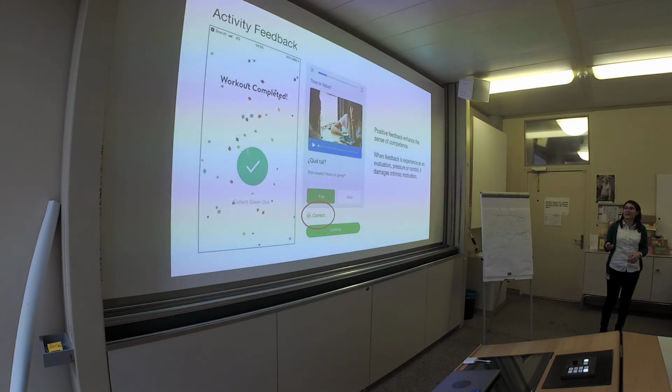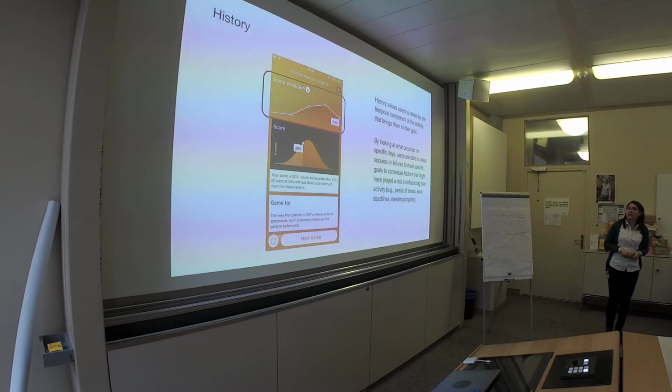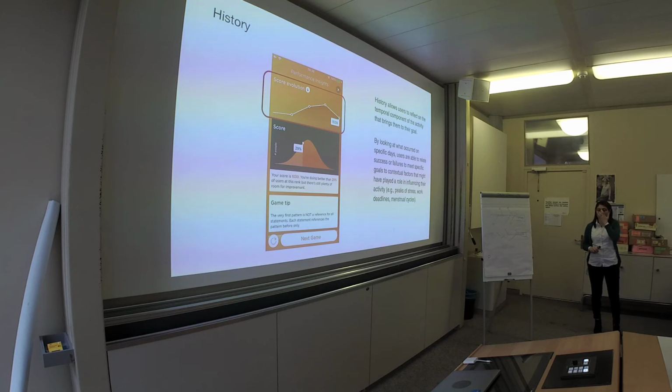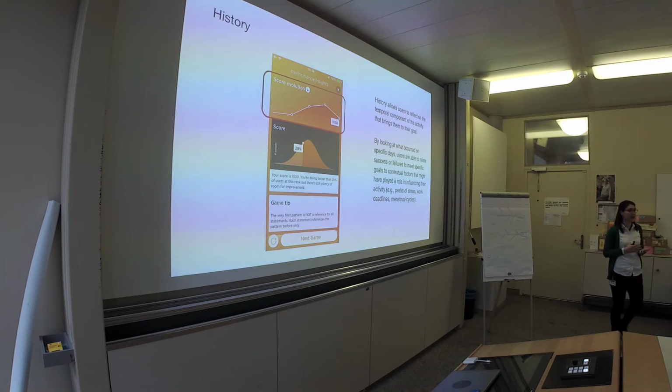And yeah, this is like the examples I was trying to tell you before. So whenever you finish an activity, then you get this message, or you get this green icon over here. Moving on, we have history. So history allows the users to reflect on how their performance has been across a timeline.